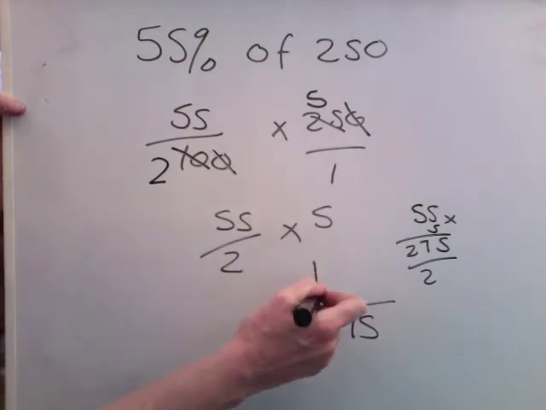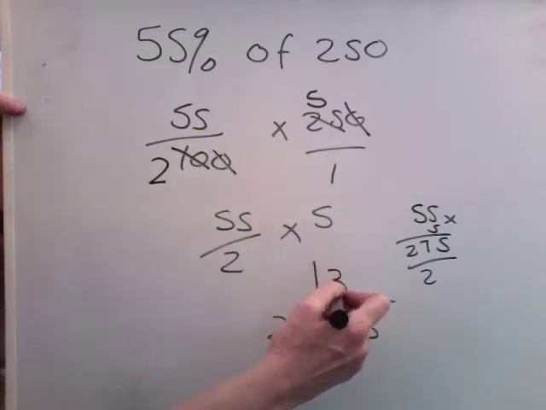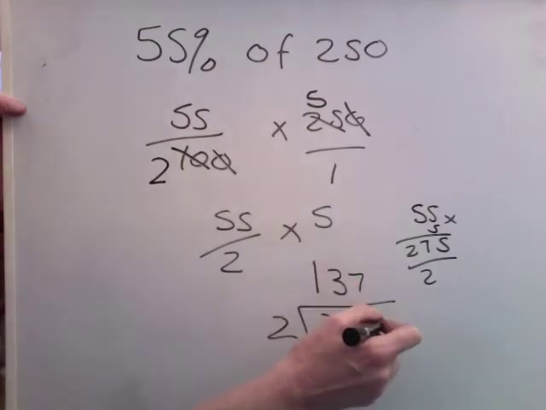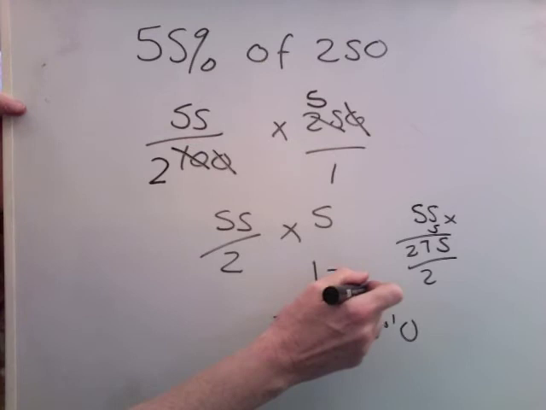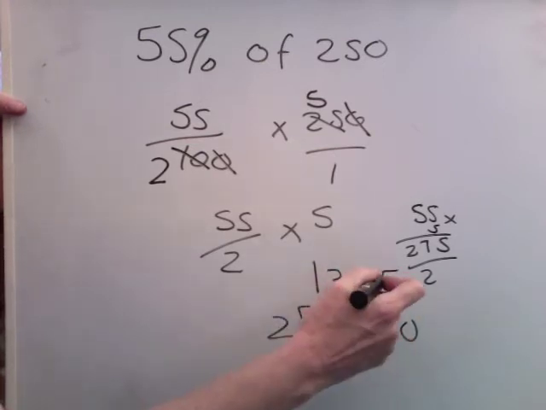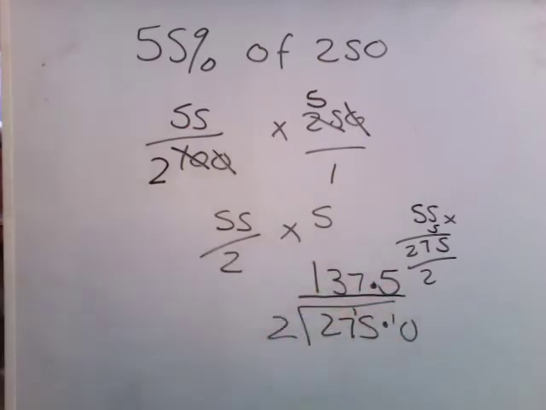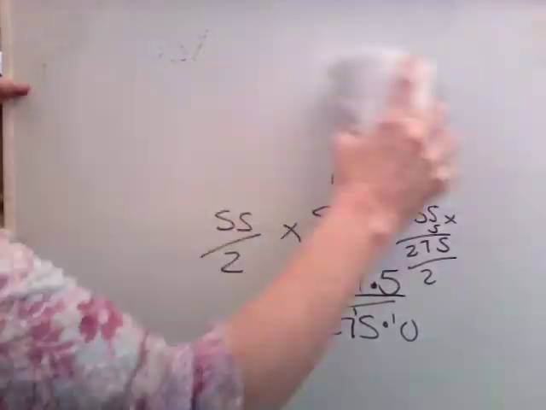2's into 2 go 1. 2's into 7 go 3, remainder 1. 2's into 15 go 7, remainder 1. And 2's into 10 go 5. 137.5. That was quite a tricky one actually.